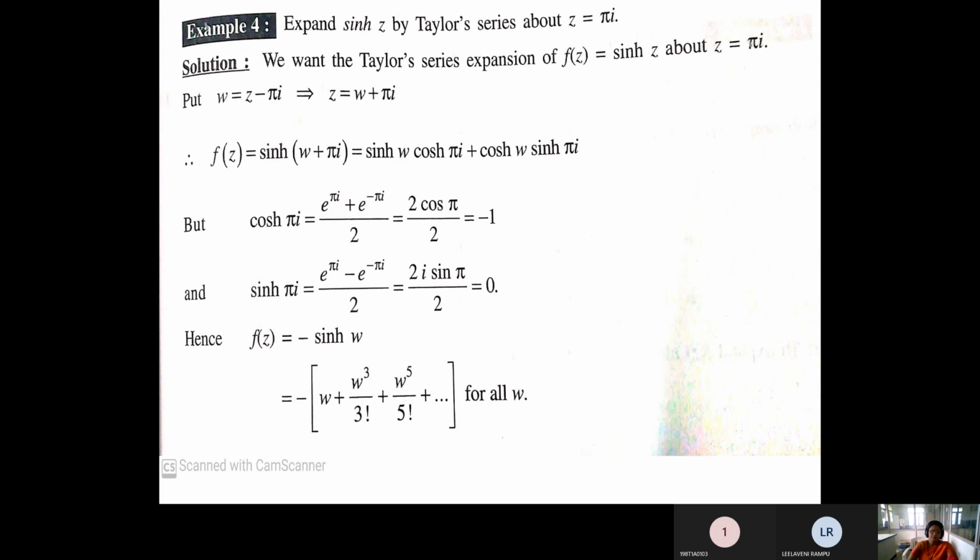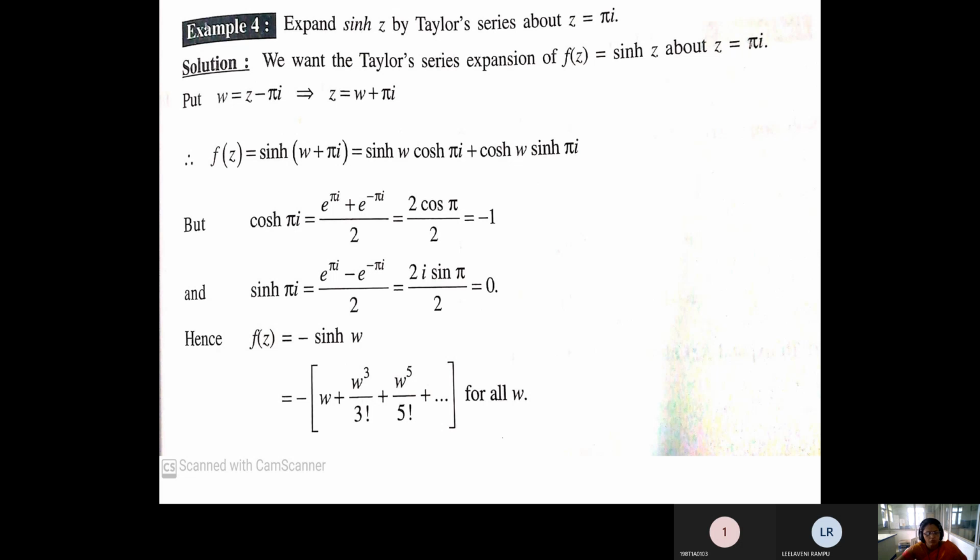Similarly, sinh pi i equals e power pi i minus e power minus pi i by 2. Substituting e power pi i equal to cos pi plus i sin pi, we get 2i sin pi by 2, which is 0, since sin pi is 0. Now, substituting these values in f of z, sinh pi i is 0, so the second term vanishes. Cosh pi i is minus 1, so minus sinh w remains. So f of z is minus sinh w.